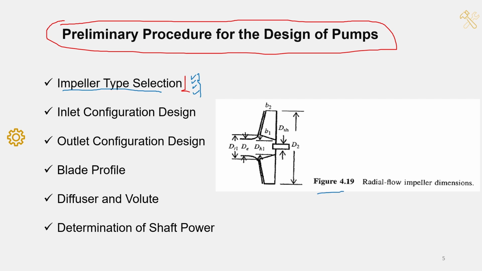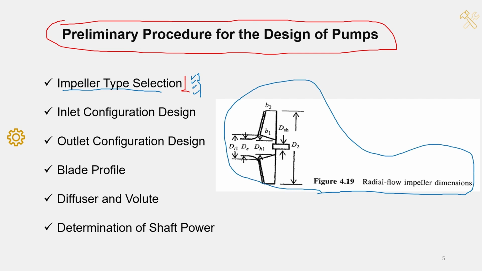The figure here shows you an impeller called a radial flow impeller. But why is it radial? Because the flow enters here in the mixed direction and leaves in the radial direction. If you focus here, the axis of rotation is this way, and the flow is leaving radially. Because the flow is leaving radially, we call it a radial flow impeller.